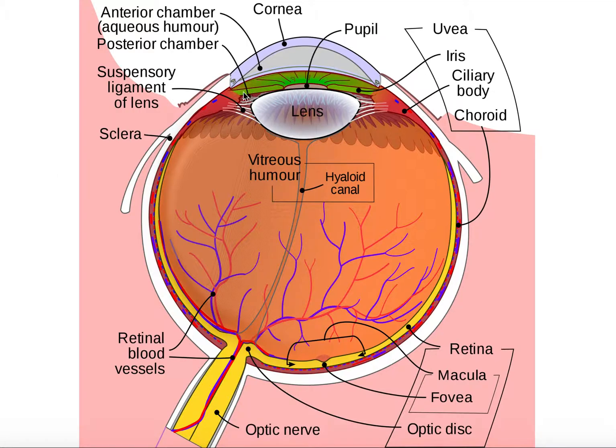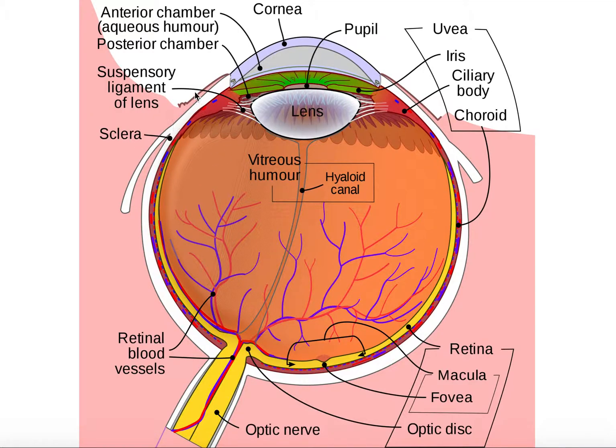So here's your anterior chamber, and here's your posterior chamber. In between your anterior and posterior chamber, you have, of course, the iris, and you have the lens posteriorly. Attached to the lens is the suspensory ligament of the lens, which is attached to the ciliary body. The choroid continues into the ciliary body, and the iris also continues into the ciliary body, but the iris is part of the uveal tract.